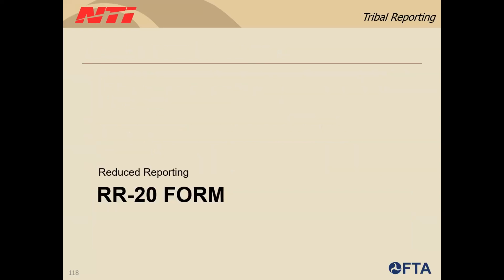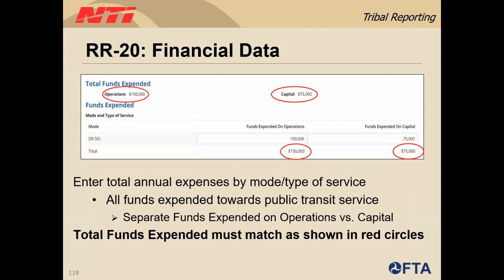Next is the reduced reporting RR20 form, which contains the highest volume of data in the NTD report. When you open the RR20 form, the section Total Funds Expended will appear at the very top of the form. And this is a non-editable running total of all of your agency's various funding sources, which Bailey discussed earlier, like fares and federal grant programs and local funds. We will also go over the various funding source categories momentarily.